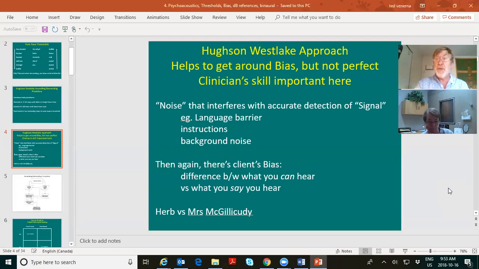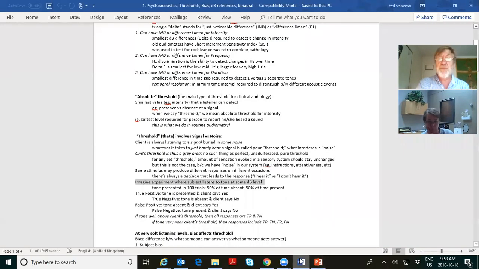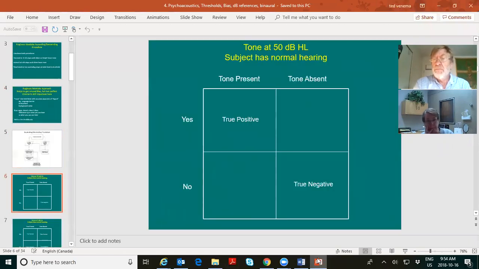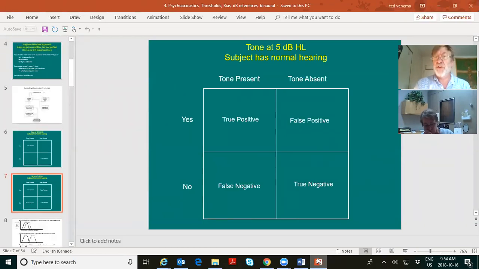Okay, this has been our first approach looking at psychoacoustics. Let's read what we've got here. Down to the bottom of the page, at very soft listening levels, that's where the devil sneaks under the door, like smoke under the door. At soft listening levels, that's where bias comes into play. Bias doesn't come much into play when the task is easy. You either hear or you don't. The tone is 50 dB, you can hear down to zero, so bias isn't going to play much of a part there. This is where bias is going to play a part, when the tone is 5 dB as opposed to 50.